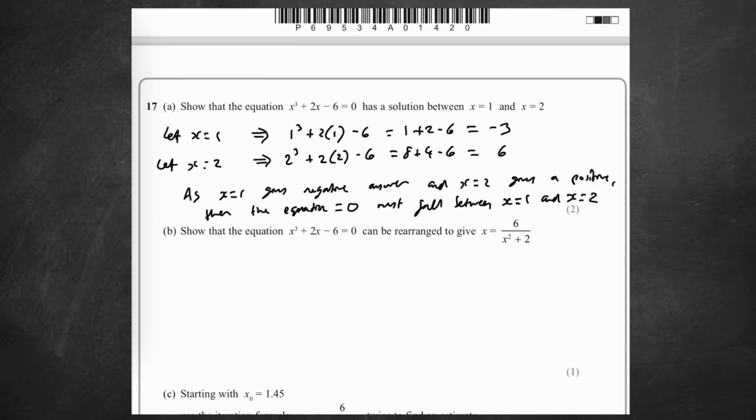Part B. Show that the equation x cubed plus 2x minus 6 equals 0 can be rearranged to give x equals 6 over x squared plus 2. So what we're going to do first is add 6 to both sides. So we're going to say x cubed plus 2x equals 6. Then we're going to take x outside and say x times x squared plus 2 equals 6. Then we're going to divide both sides through by x squared plus 2.